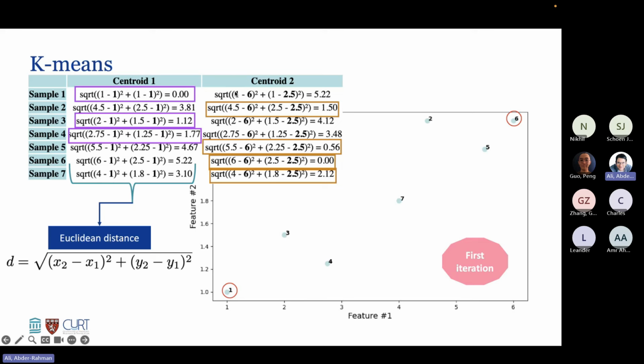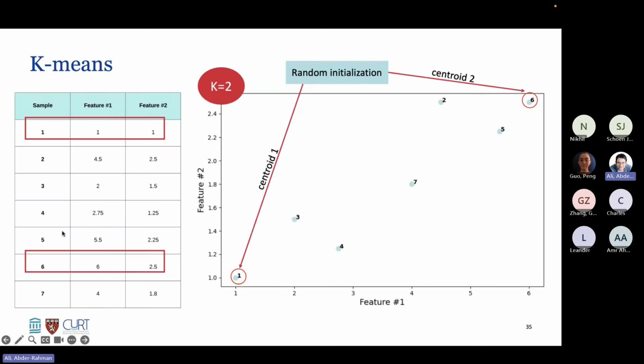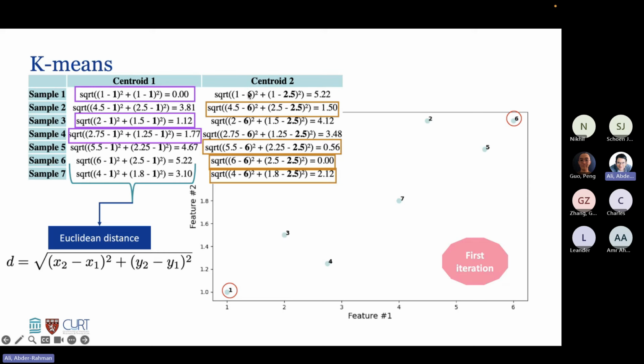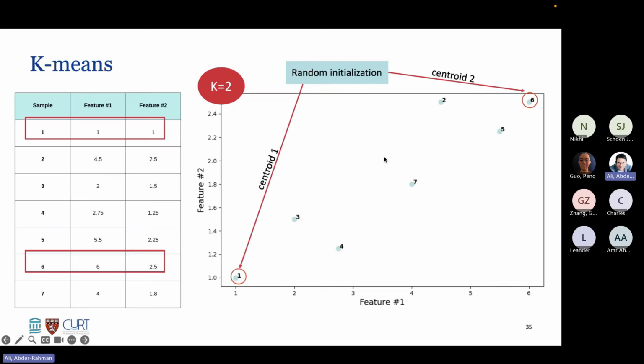For centroid 2, without looking here, or if you look here, you would guess that feature 1 has the value of 6 and feature 2 has the value of 2.5. Let's check. Look, I said so: feature 1 is 6.